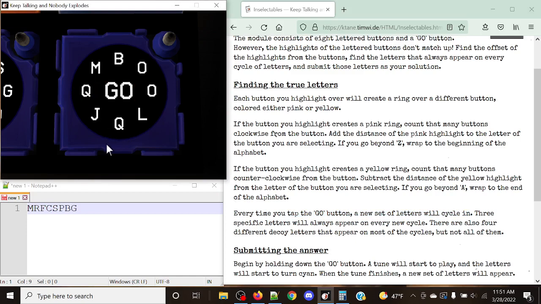Now, this is exactly what I mean by there can be some duplicates present in the actual display. However, this does not mean that they're going to be resulting in the exact same letter. In this case, we have 2 Quebecs and 2 Oscars. However, their distances are much, much different apart from each other, as well as their ring colors as well.